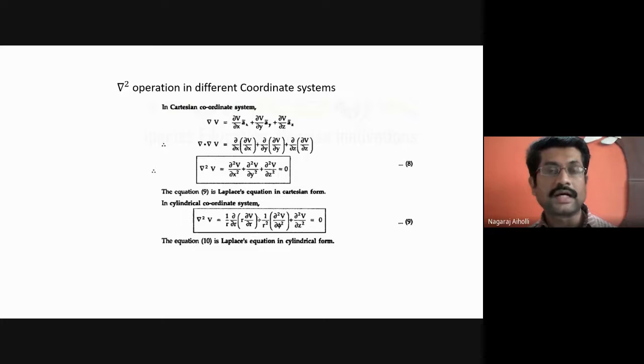So the Cartesian system is also called the rectangular system. Note that, students. And in the cylindrical system, the coordinates are r, phi and z, or rho, phi and z. So this is the equation for the cylindrical coordinate system of the Laplace equation, del square V.